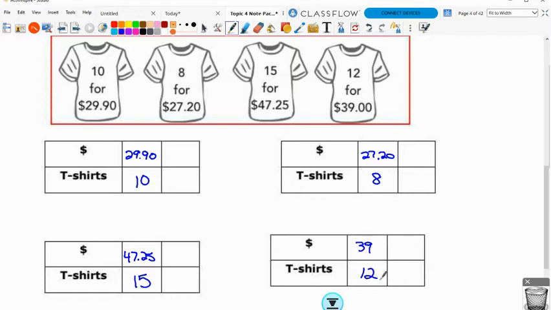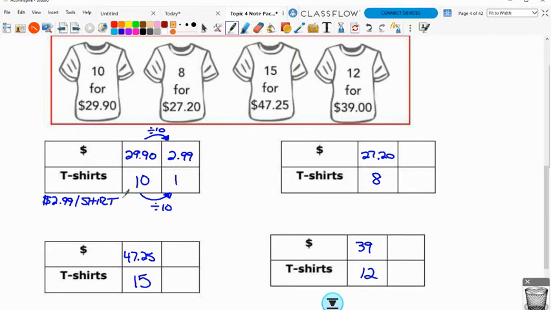Okay, so let's start with the first package, $29.90 for 10 shirts. In order to get the price of just one shirt, to go from 10 shirts to 1 shirt, I'm going to have to divide by 10. Which means I also have to take my price and divide it by 10. So $29.90 divided by 10 comes out to be 2 and 99/100ths, which means for this package, it's going to be $2.99 per shirt. Make sure that you state the unit price.